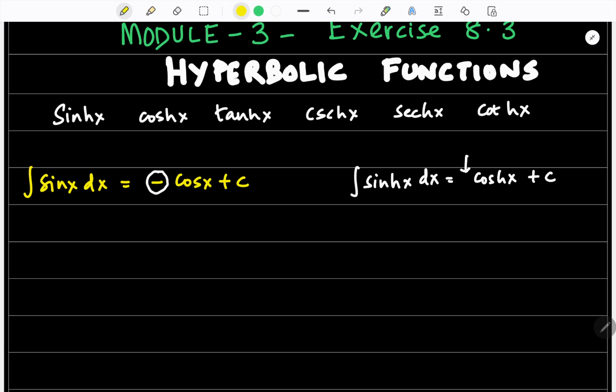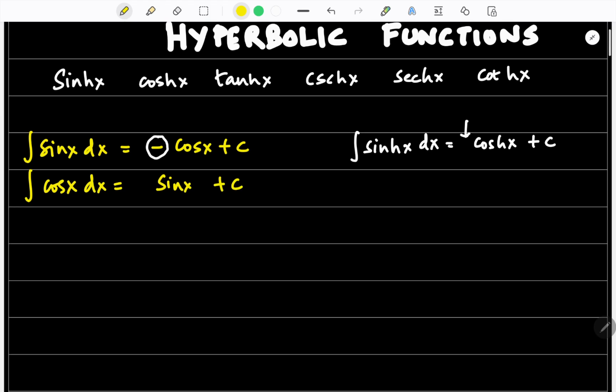So let's go to the next one. After sine, we studied the integral of cosine x dx, which is sine x plus integrating constant c. Let me write all these things, then I'll come back to the hyperbolic functions. Then integral secant square x dx. I told you differentiation and integration are opposite to each other. The derivative of tan x is secant square x, so the integration of secant square x is tan x plus integrating constant c.